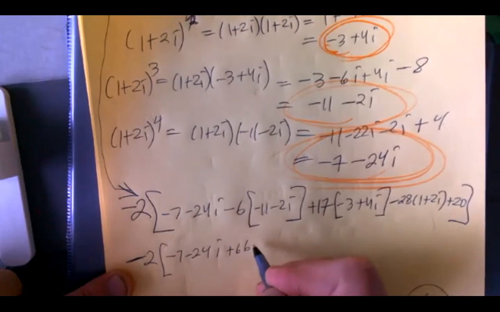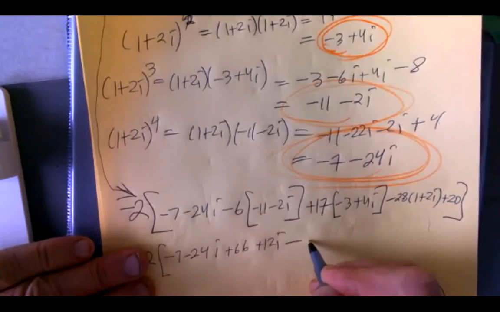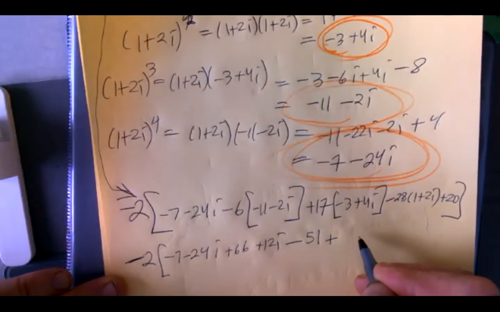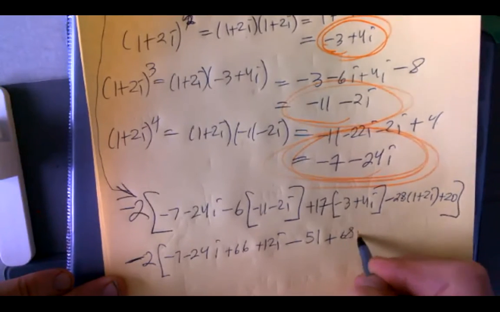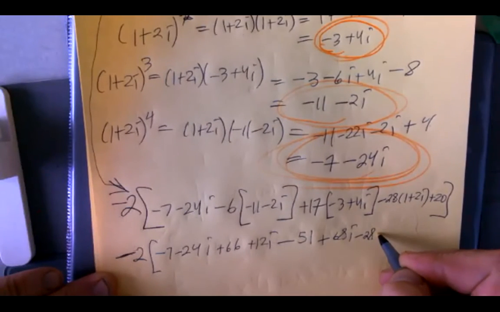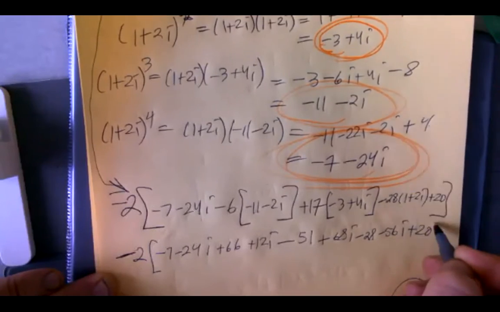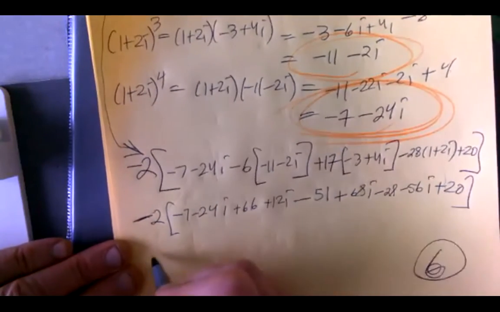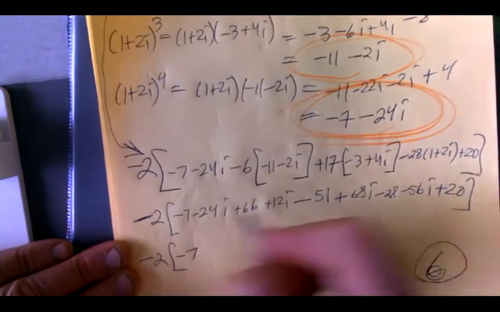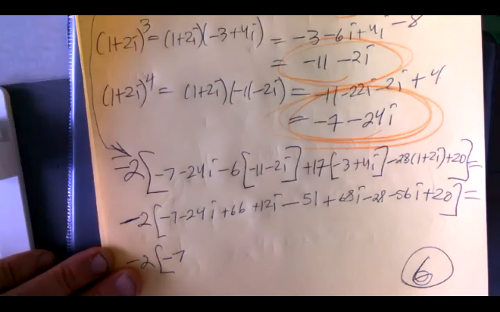Plus 66 plus 12i, minus 51, plus 68i, I'm getting, minus 28 minus 56i plus 20. So now I'm going to just stick all the numbers together. Minus 7 equals, by the way. Okay, minus 7. So let me circle all the numbers.